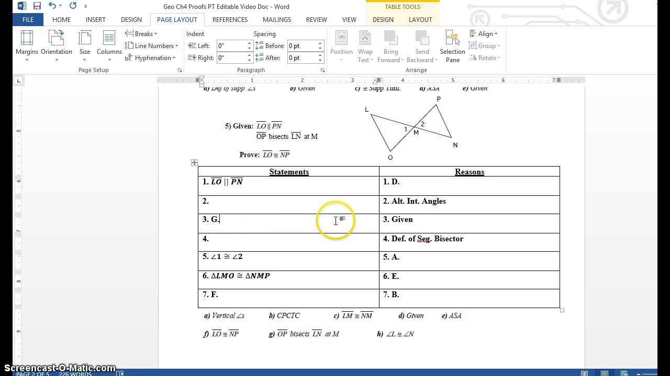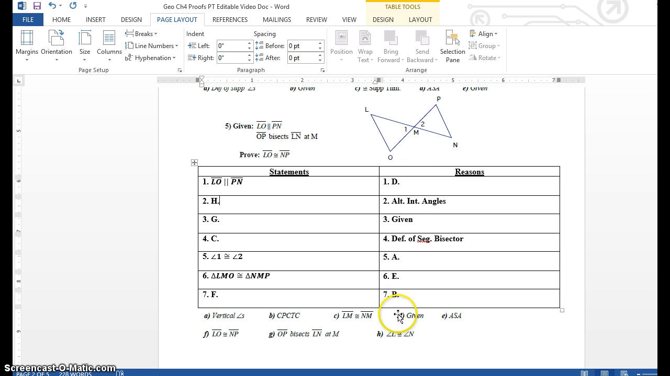And so now they're taking this bisecting. Okay? OP bisects LN at M. That means if it bisects, that's cutting into 2 equal sections. That means LM and NM are cut into equal parts. They are congruent. That is letter C. And notice, through working backwards, now we only have one answer left, and that would be H.